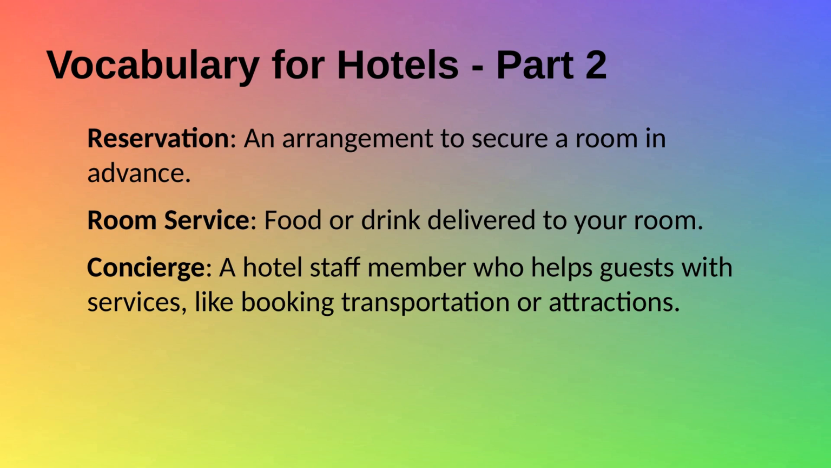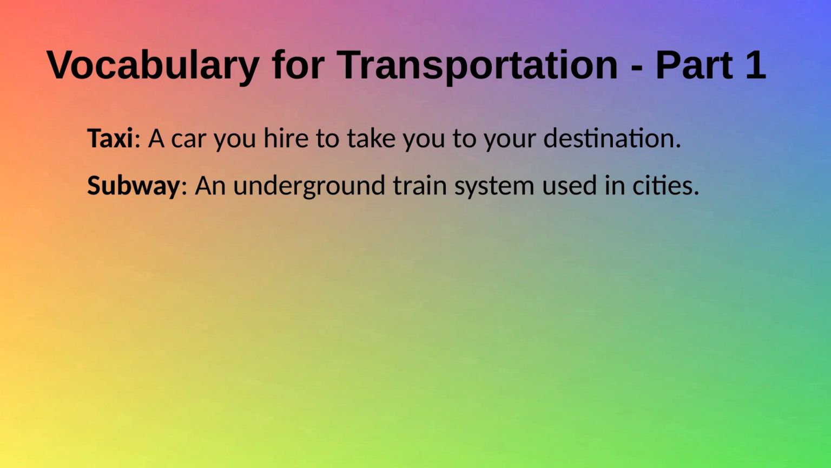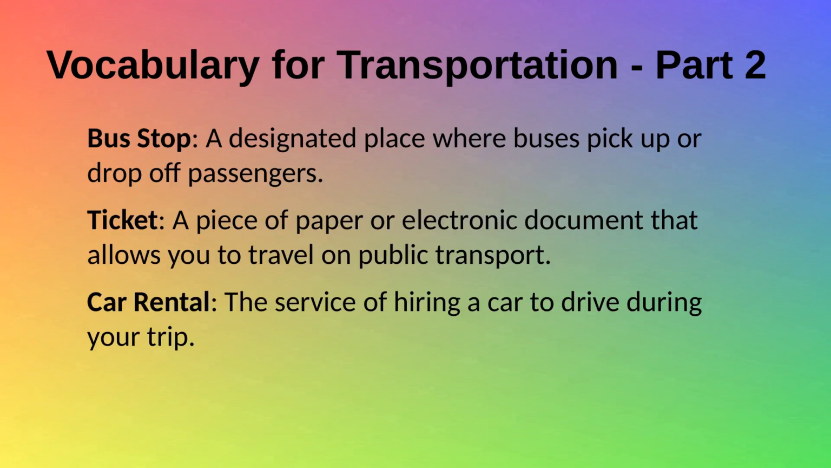And finally, concierge refers to a staff member at the hotel who helps you with services, like booking taxis or finding local attractions. Now let's talk about transportation first. There's taxi. It's a car you hire to take you to your destination. Next is subway, which is an underground train system found in many cities. Continuing with transportation, we have bus stop, which is the place where you can catch or get off a bus.